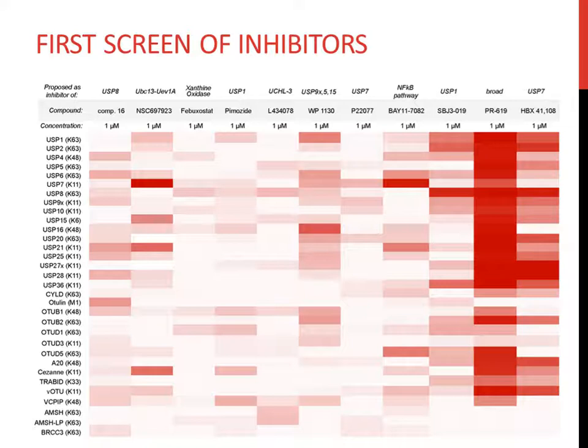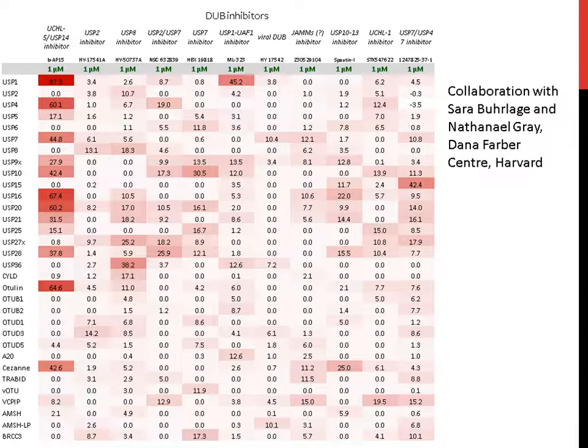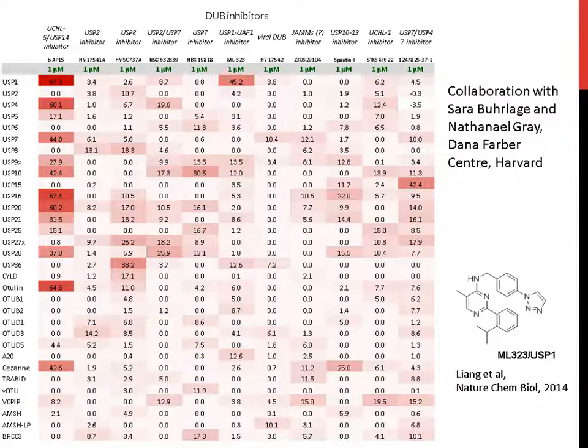Now, we screened at the time, for the first time, some inhibitors, and these were all academic inhibitors that had been published because there was really nothing else known in the field. So we screened all of the inhibitors, and many of them were, to be honest, quite poor. Some of the inhibitors turned out to be entirely unspecific, as the one you see on the right. And this was a bit sobering for us. But we then teamed up with Sara Buhrlage and her colleague Nathanael Gray at Dana-Farber Cancer Institute in Harvard. And it was very nice to work with them because they had some really nice inhibitors, including the one here in the middle, which is a USP1 inhibitor, highly specific for USP1, which they published here in Nature Chemical Biology. And it was nice to see that there were slowly coming some academic inhibitors that were really specific.